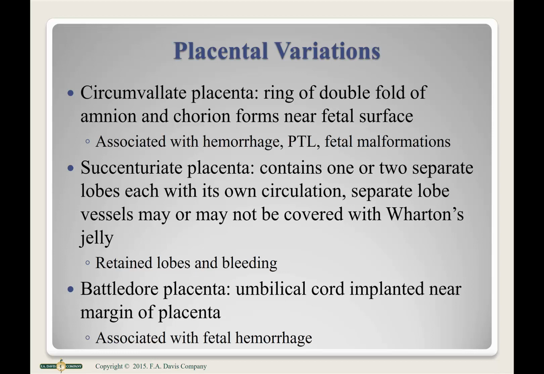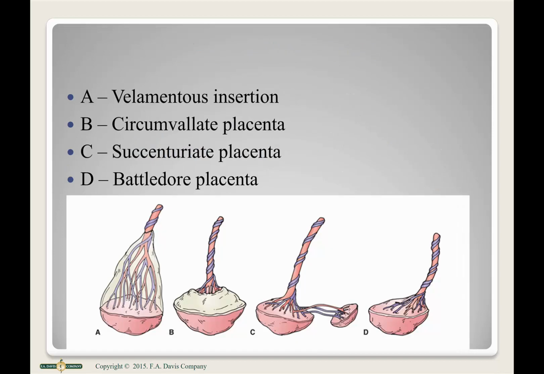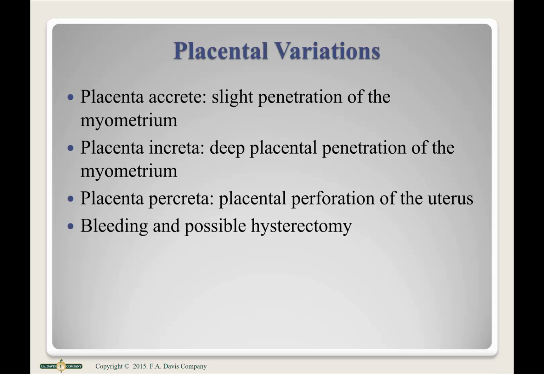And then the last one is battledore placenta. The umbilical cord is attached to the placenta in an abnormal place. Usually it's attached to the center; this is attached to the edge. And so we do have vessels that span that placenta, and those vessels are at risk for hemorrhage. Okay. Here's a picture of all those. All right.